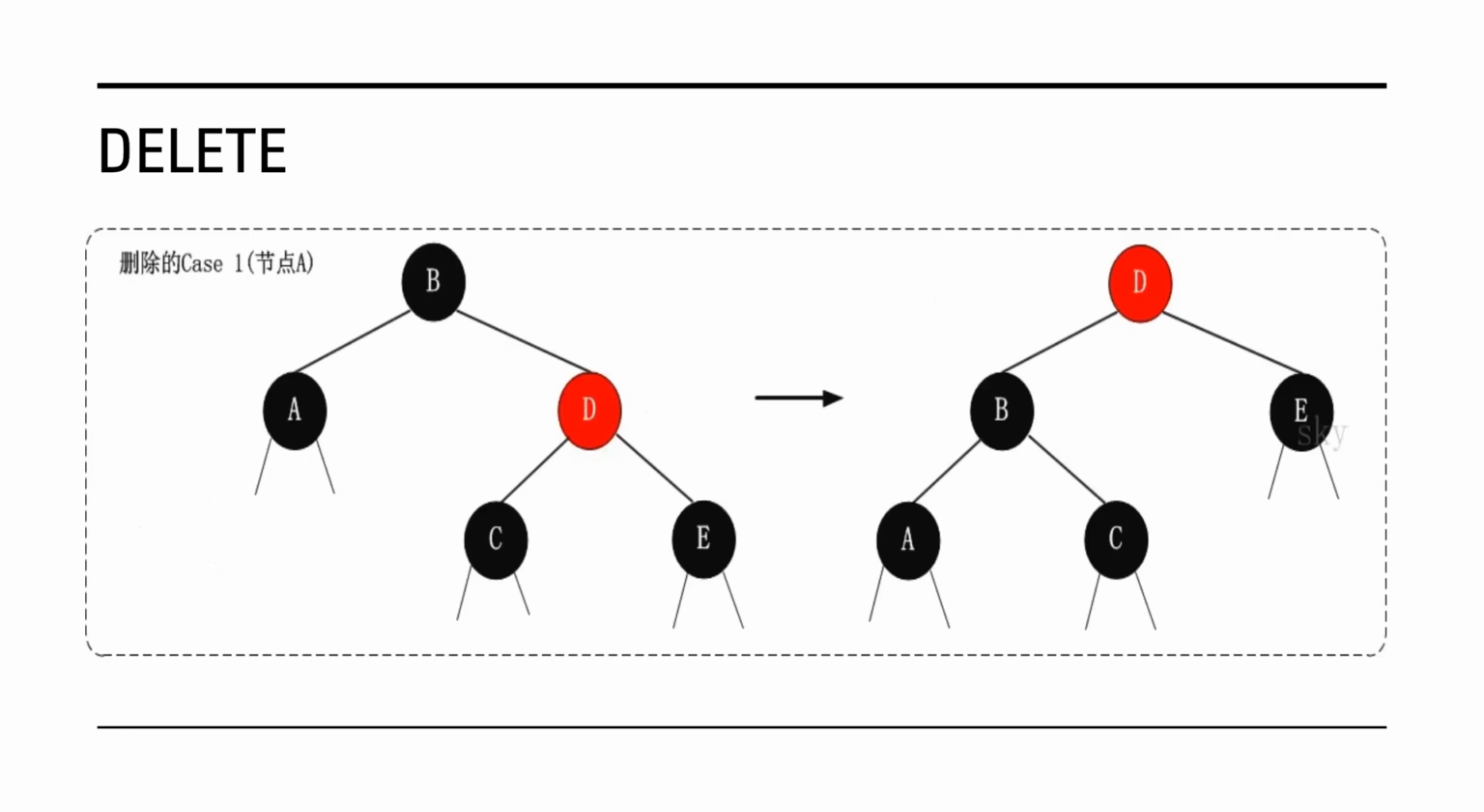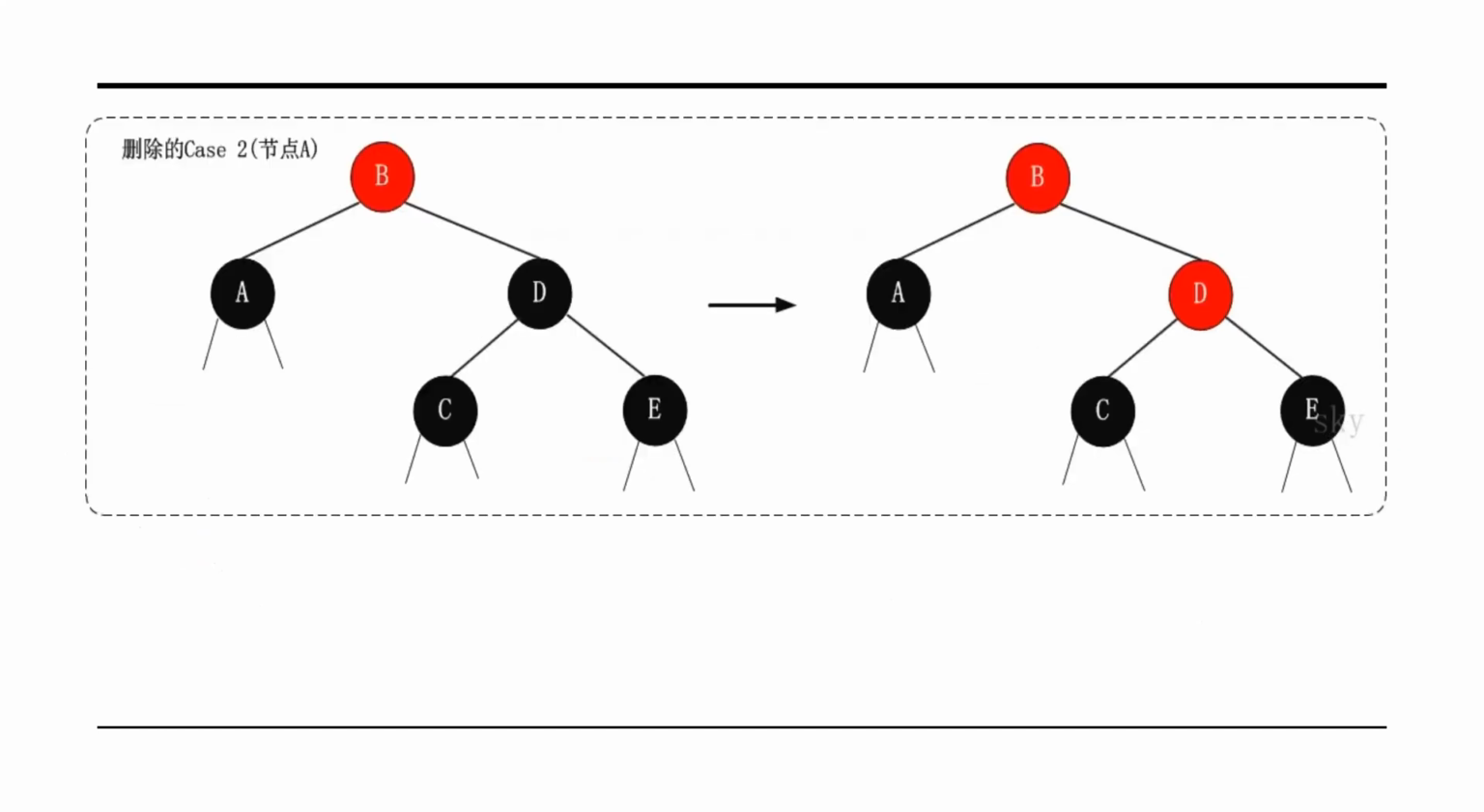Okay, the last but not least is delete. It also has 4 possible cases. In case 1, if we want to delete the node A, we need to left rotate his father node. In this case, A's father node is B, so we left rotate node B. In case 2, it's easier. We just need to change his brother's color from black to red. So in this case, node A's brother is D, so we change his color from black to red.